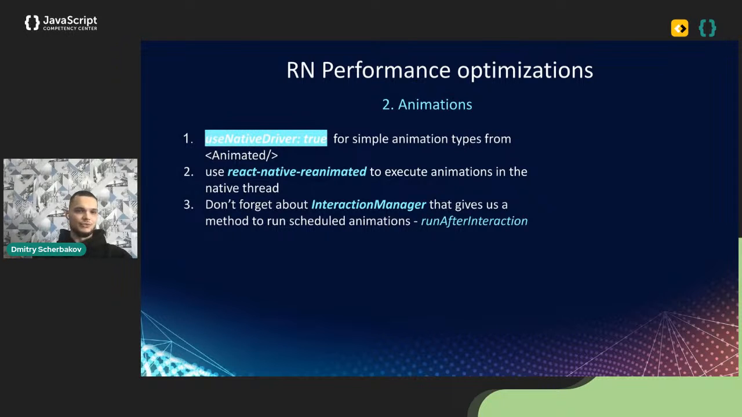And please don't forget about the InteractionManager. This module gives us a method to run scheduled animations after interactions. It works the same as requestAnimationFrame on the web. But the main difference is that InteractionManager controls animation on the native and JavaScript threads. It means that even if you run the animation on the JavaScript thread, you can handle that with the InteractionManager. This method will run some expensive job right after the interaction is finished.